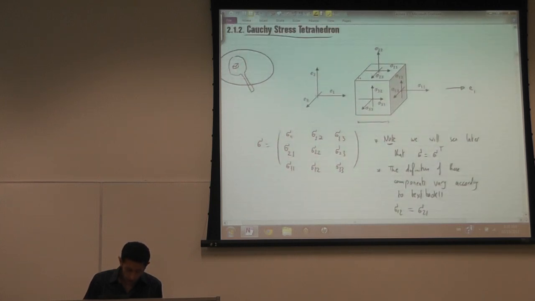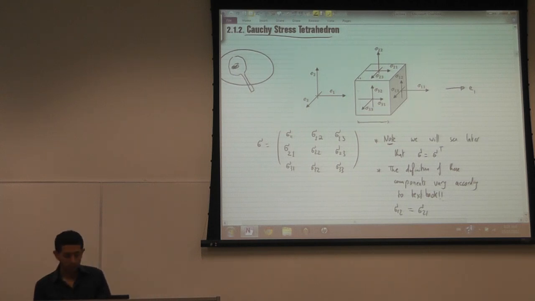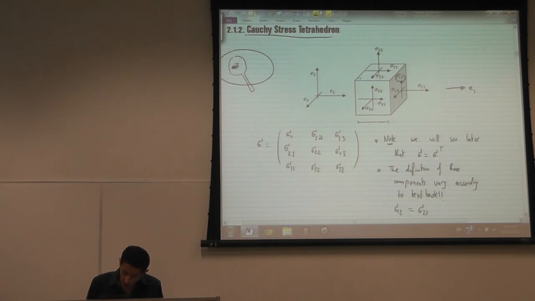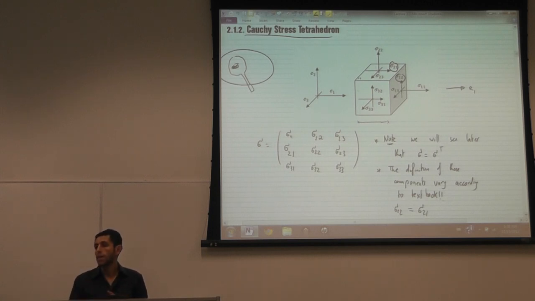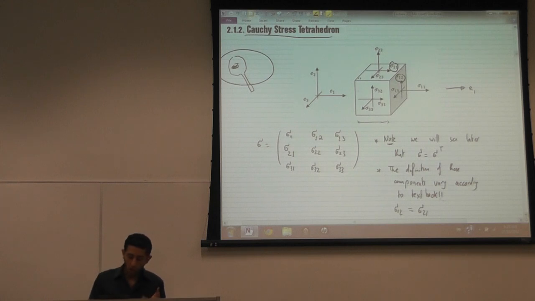look at a cube. A very small cube. Under the magnifying glass, I will find that this stress is equal to this stress. If this is not true, what you will find is that the small particles inside that object are going to start moving with respect to each other, or realigning with respect to each other. But because this object, we assume it's continuous and it stays intact, and there are no internal moments inside, there is no realignment of the material points, then we always get that the stress sigma 2,1 is equal to sigma 1,2.